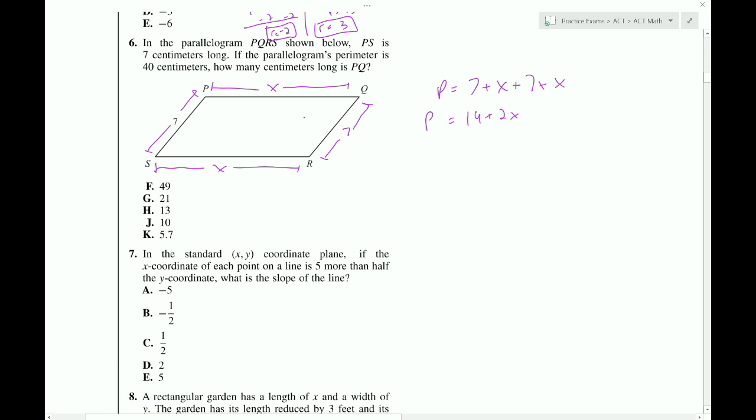And we know the perimeter is 40, so I could just plug a 40 in for here. 40 equals 14 plus 2x. And then we can subtract 14, and we'll get 26 equals 2x, so x would equal 13. How many centimeters long is PQ? So always double check what the question's asking, and it is asking for that, so good.